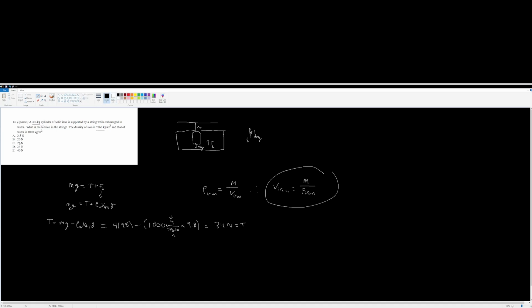So our tension force is 34 newtons, which corresponds with option D in our problem. This may have been a little strange. As in problem 13, it is good to internalize that the volume of the water you're displacing by putting any object into the water is equal to the volume of that object. So yeah, that's number 14.